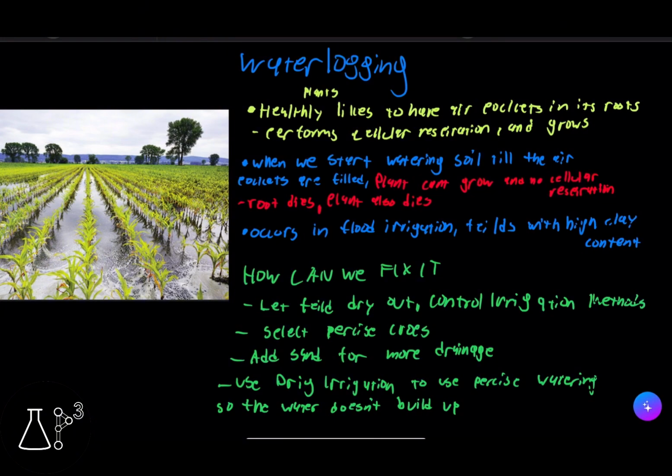And it occurs in flood irrigation fields with high clay content. Now how can we fix it? Well, we can let the field dry out, controlling irrigation methods. We can control the types of irrigation methods. We can select precise crops, for example, rice, and sand for more drainage, so that the sand can absorb all the water, so that the air pockets aren't filled with water, so they can actually do respiration and grow. And we can use drip irrigation to use precise watering so the water doesn't build up.